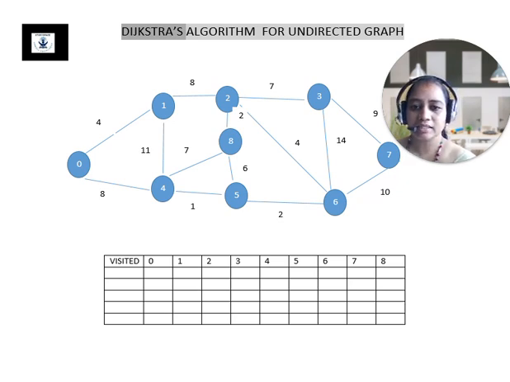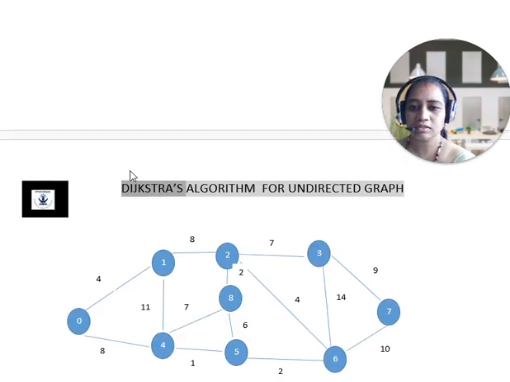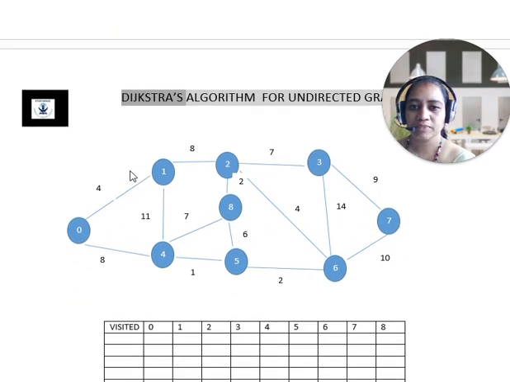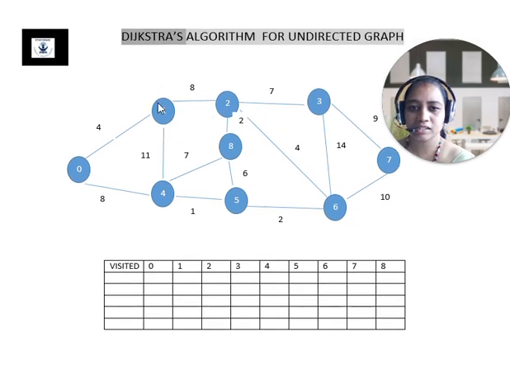So what is an undirected graph? There is no direction. See here, there is no arrow, whereas in the directed graph you can see there is an arrow, like this direction is there. So this is an undirected graph, so there is no direction here. In such cases, how do we find the shortest distance? That is what we are going to discuss.